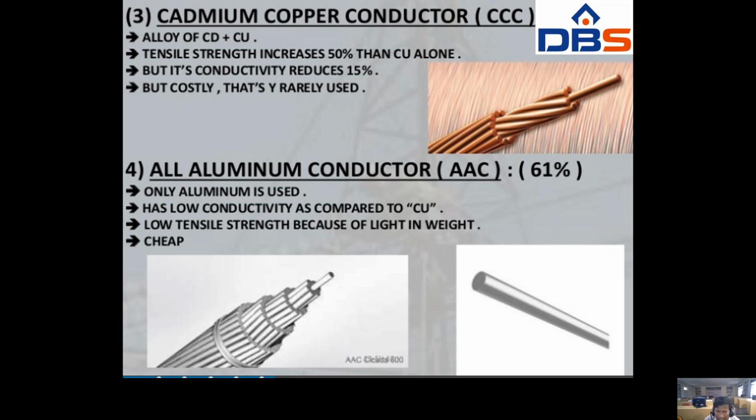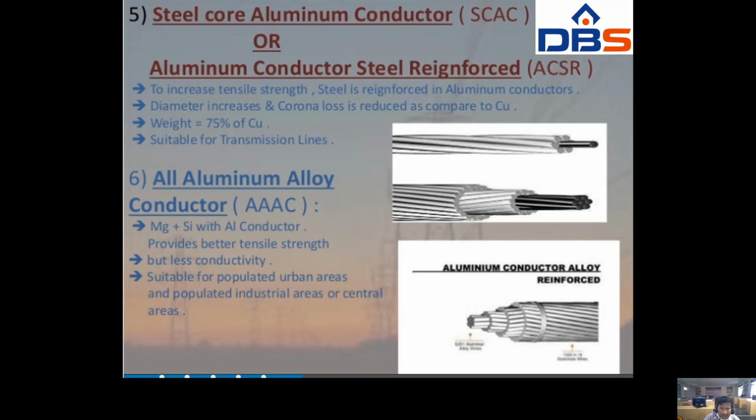Next, all aluminum conductors, AAC, is also used. Only aluminum is used. Aluminum has low conductivity compared to copper. Tensile strength is very low, but it is light in weight and cheap in cost. Now this one, steel core aluminum conductor, SCAC, or aluminum conductor steel reinforced, ACSR conductor. This is the best one for utilizing. Nowadays we are utilizing ACSR conductors to increase the tensile strength, and steel is used here, steel reinforced aluminum conductor.